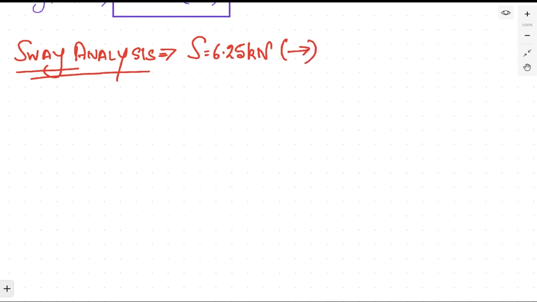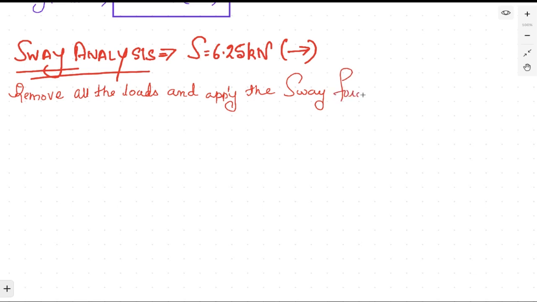Fine. Now, how to perform the sway analysis? In order to perform the sway analysis, you have to remove all the loading conditions and apply the value of the sway force at the top. Remove all the loads and apply the sway force S, which you have just calculated, at the top. First you did non-sway and found the sway force; now apply it at the top. How? We have this particular frame.